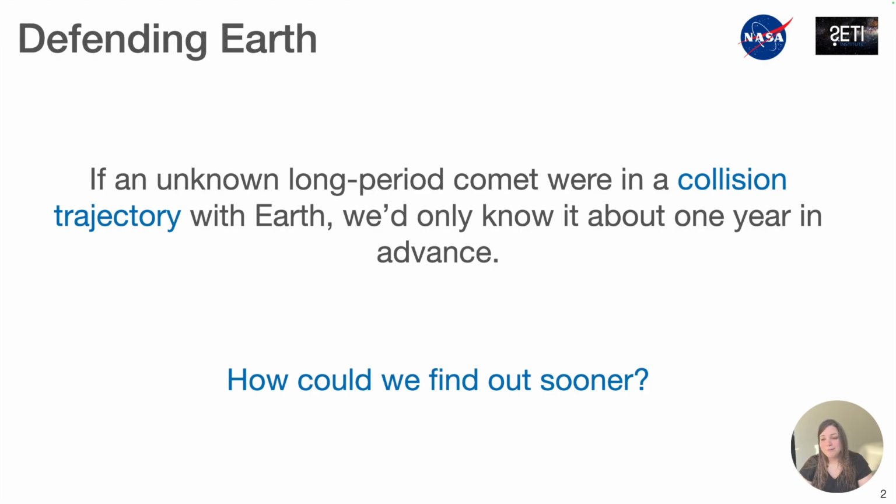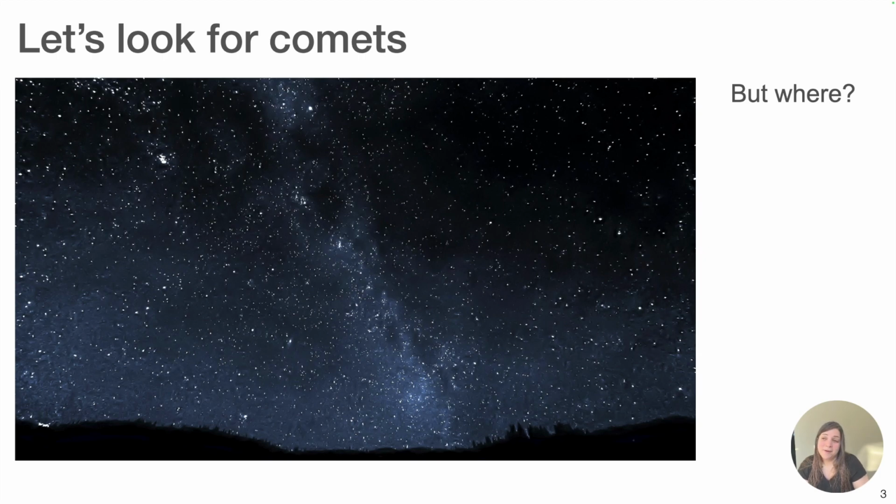In particular, we were focusing on long period comets. These are comets that would take 200 years or more to go around the sun, and because they take so long, you can't spot them very frequently. So that was the idea behind it. How could we find out sooner if there was a potential long period comet in a collision trajectory with Earth? The main goal was to look for comets, but the first question is where to look.